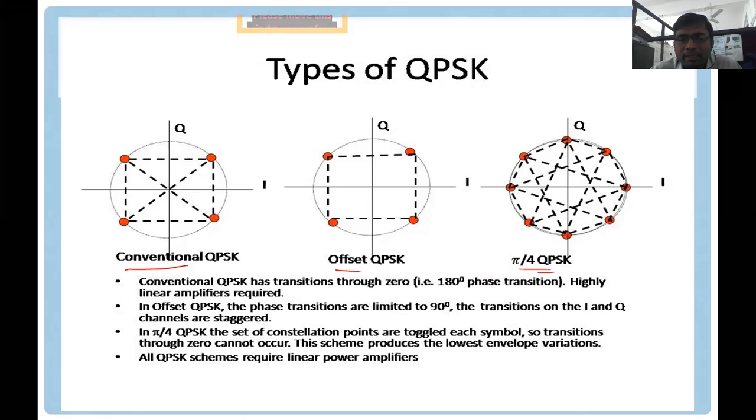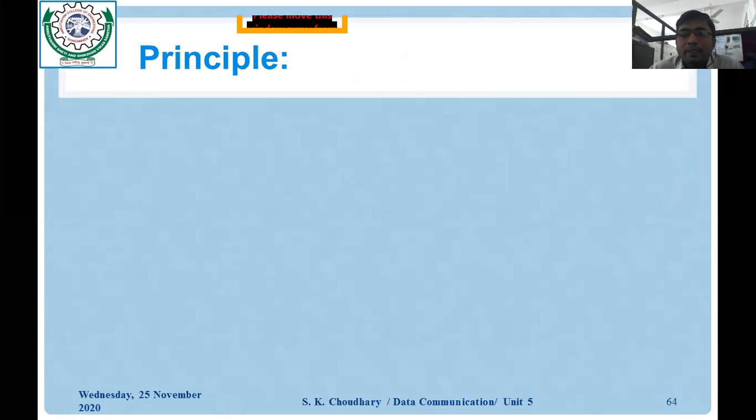But we have to go through the basics first. These are some constellation diagrams. The I and Q quadrants are shown here, with the in-phase component on the x-axis and the quadrature component on the y-axis. We will come to this, but let's start from some basics of QPSK.